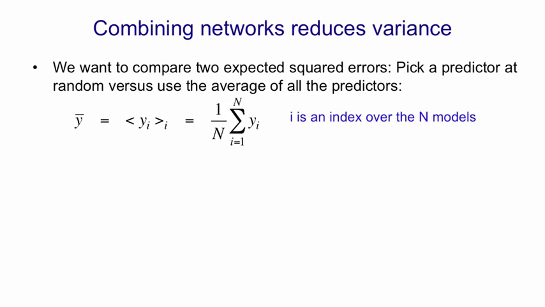So y bar is the average of what all the predictors say, and yi is what an individual predictor says. So y bar is just the expectation over all the individual predictors i of yi, and I'm using those angle brackets to represent an expectation, where the thing that comes after the angle bracket tells you what it's an expectation over. We can write the same thing as 1 over n times the sum over all the n of the yi.